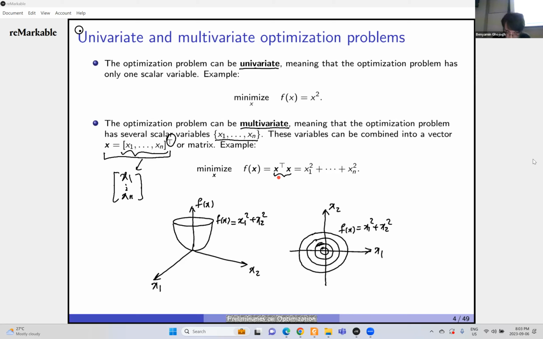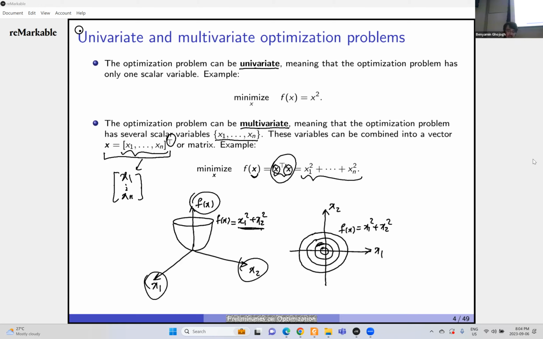But when you see this, it's inner product. So you say it's like x1 squared, so x1 times x1 plus x2 times x2 until xn times xn. For example, if here it is 2-dimensional, then this becomes like a bowl. This is x1, this is x2, and this f of x is a scalar, right? Because this is a scalar. X, as you see, is a vector. The variable is a vector. However, f of x here is a scalar.